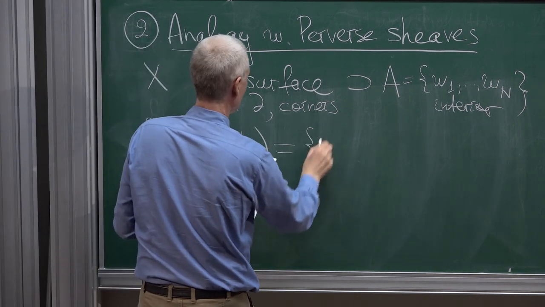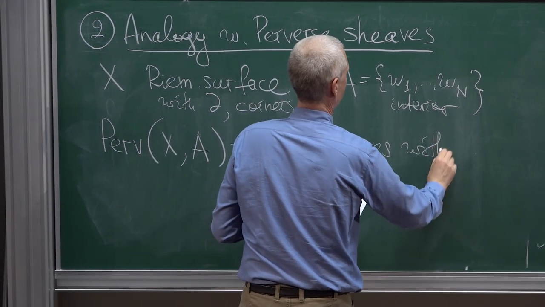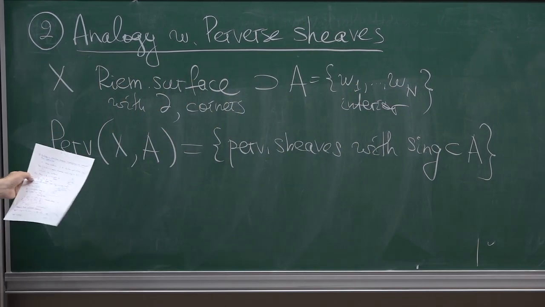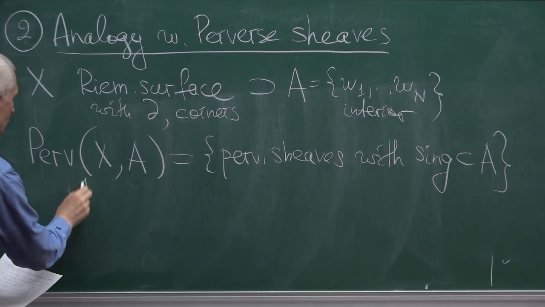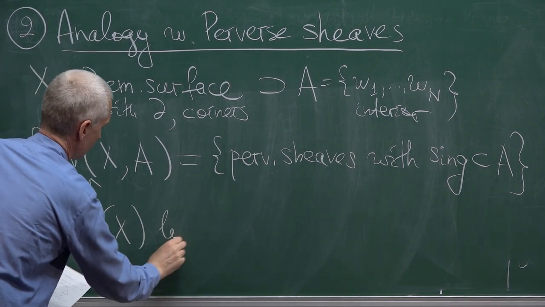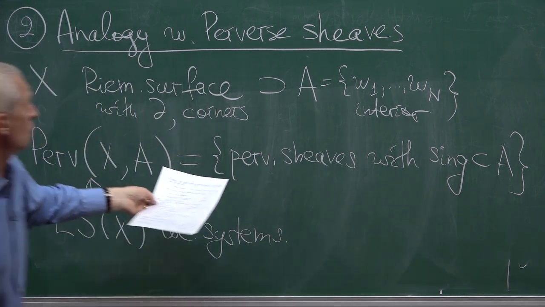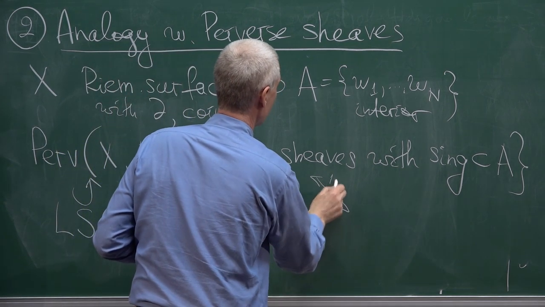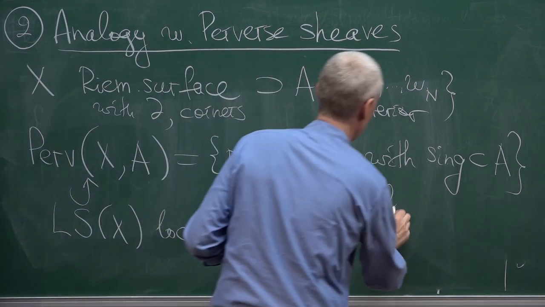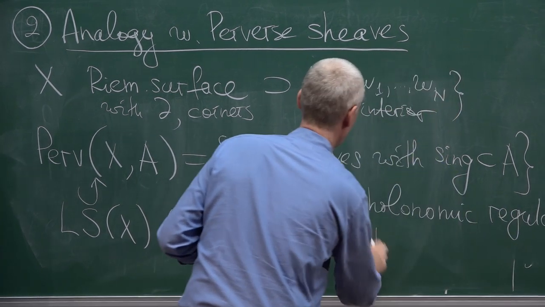I first write it like this: perverse sheaves with singularities inside A. So outside A, such a sheaf is a local system. So inside here, you have the category LS of X, local systems. A perverse sheaf corresponds in one-to-one correspondence with holonomic regular D-modules, or simply with differential equations in the most naive sense.